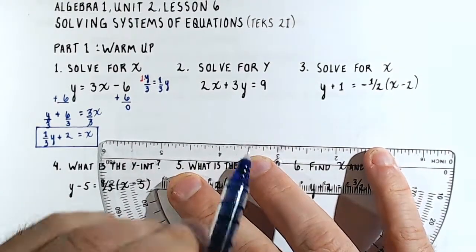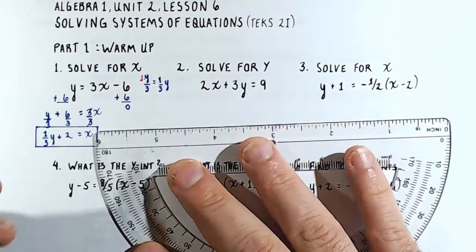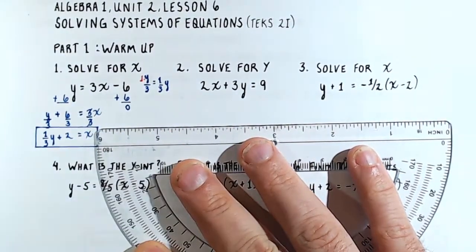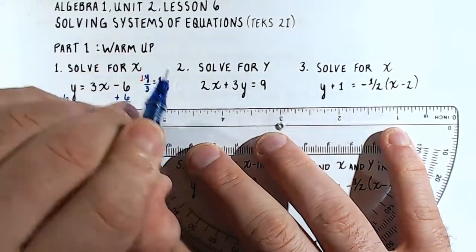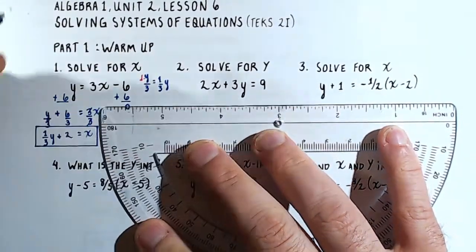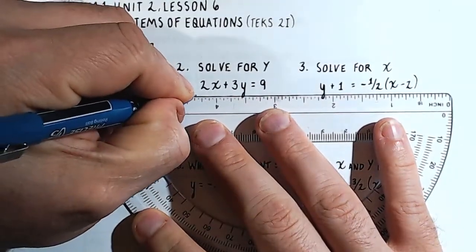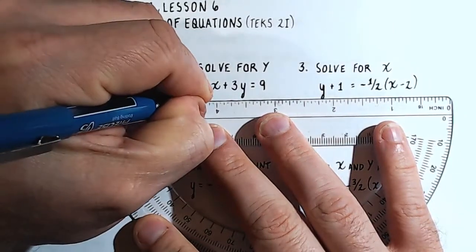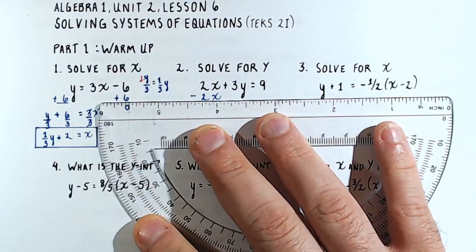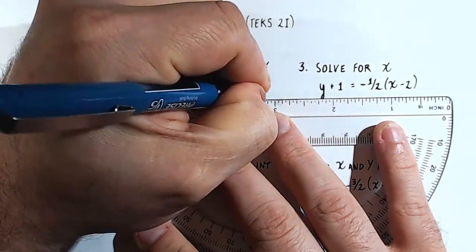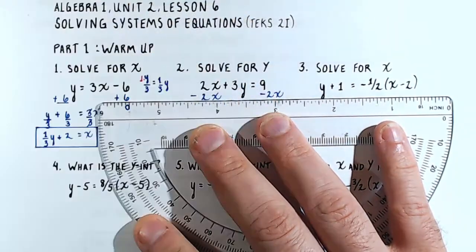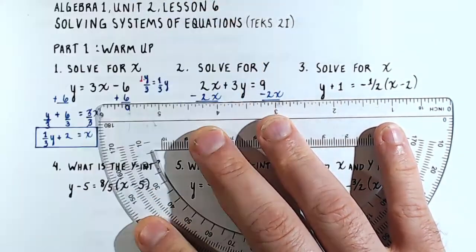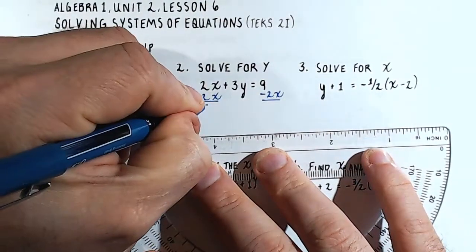So if I want to get y by itself in this problem, I need to move this x term over to the other side of the equation. Well, right now 2x is being added to 3y. So because it's positive 2x, I'll subtract 2x from the left side of the equation, like that. And I'll also subtract 2x from the right side of the equation. When I subtract 2x from 2x, on the left side I get 0.